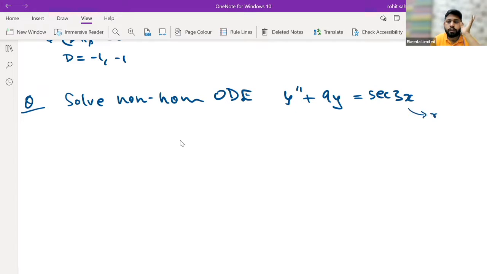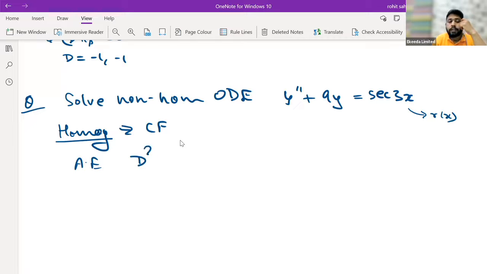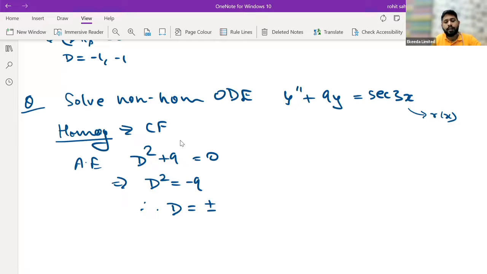So you can see this is your r of x, sec 3x. Now start with your homogeneous part, or look for your complementary function, that is y1 and y2, the independent solutions. The auxiliary equation is D square plus 9 equal to 0. From here D square is minus 9, therefore D will be plus and minus 3j, 3i, 3j जो भी बोलना है. So you are getting complex conjugate roots.